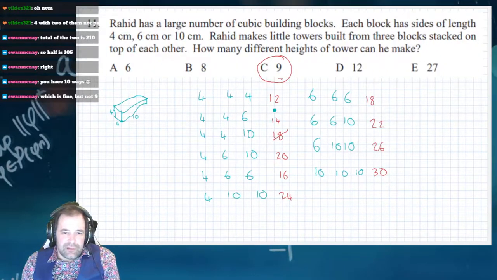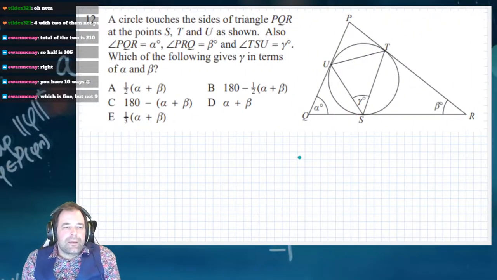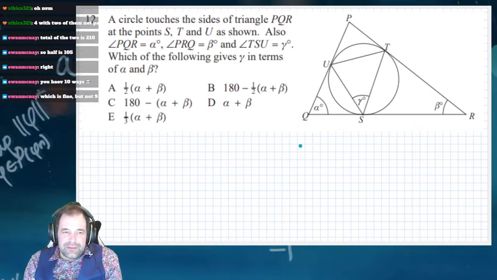Am I being silly if I missed one? 444, 666, 10, 10, 10. 446, 4410, 466, 6610, and then one of each. Oh, yeah, I didn't count that one. The one of each. For some reason. Yeah. Thank you, Ewan. That is a mistake I would have made.